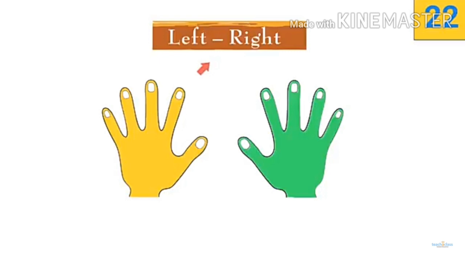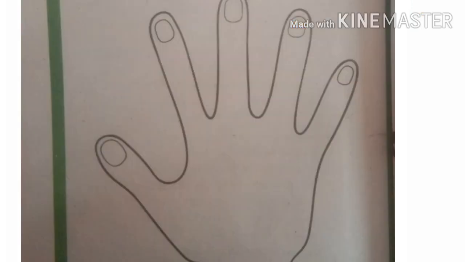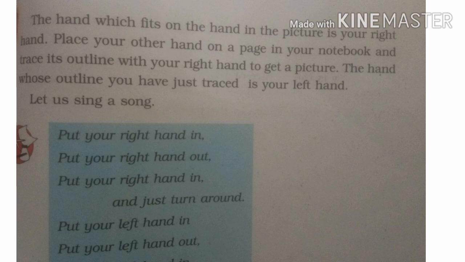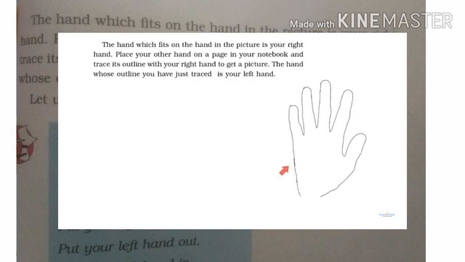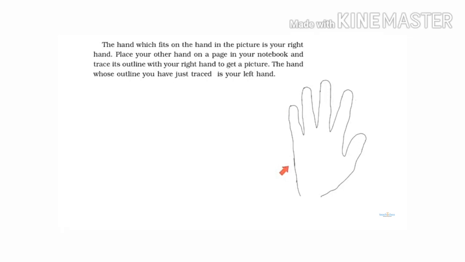Now let us do an activity that is given in your textbook. Now children, listen to page number 146 in your textbook. Given below is the picture of a hand. Place your hand on it so that the palm faces the paper. Your thumb and fingers should be placed on those drawn in the picture. The hand which fits on the hand in the picture is your right hand. Place your other hand on a page in your notebook and trace its outline with your right hand to get a picture. The hand whose outline you have just traced is your left hand. When you trace your left hand, this is the kind of trace you will get. This is your left hand.